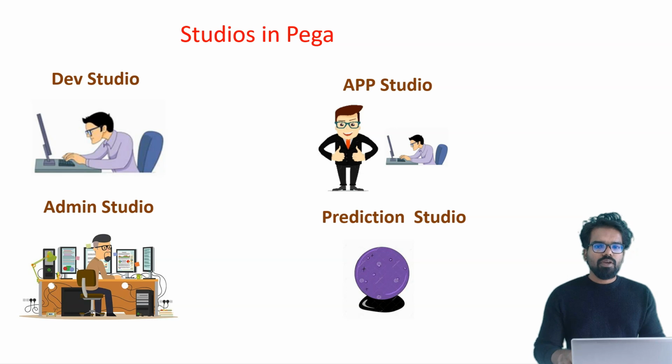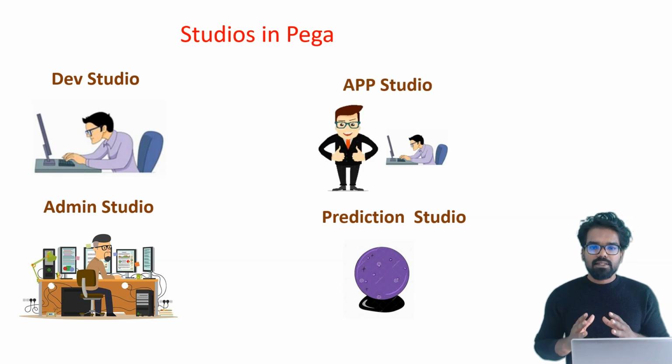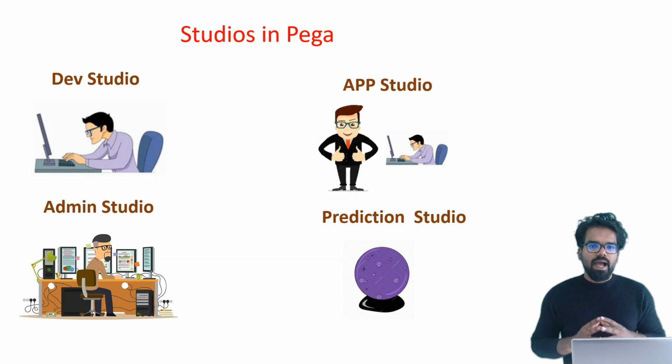In this video, we are going to look into the App Studio. App Studio is primarily intended for citizen developers. Citizen developers refer to business people, but it can also be used by the developers for their software development. App Studio is more of a low-code platform.